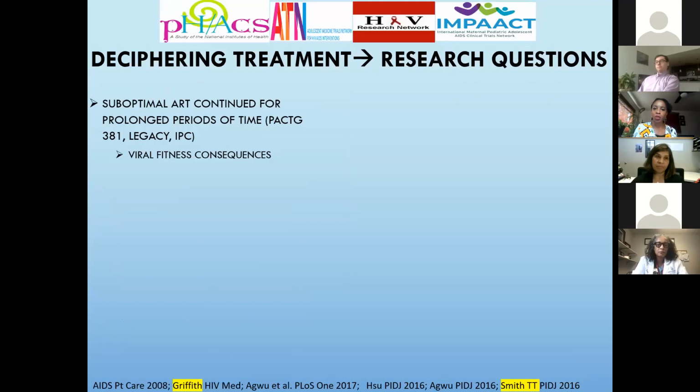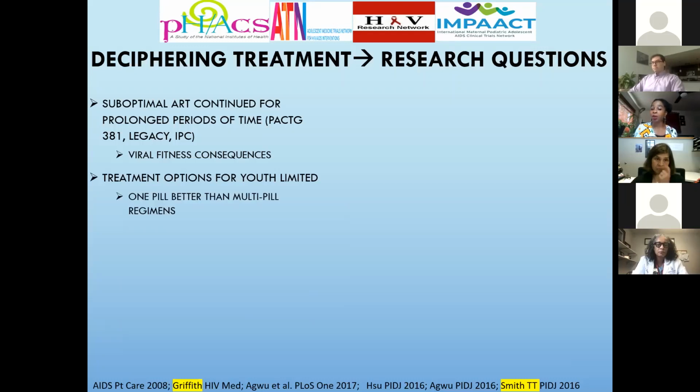I then went on to decipher treatment by asking research questions. So I found that suboptimal ART was continued for prolonged periods of time. And this was in PACT 381, one of the first observational cohorts of youth initiating ART in a clinical trial setting, but just observational and collecting data, lab specimens, et cetera. I was able to do this work in Debbie Prasad's lab, showing that youth were continuing for long periods of time, and there were viral fitness consequences and development of resistance mutations, though they were continued because providers were reluctant to change. There were treatment options that were limited for youth.